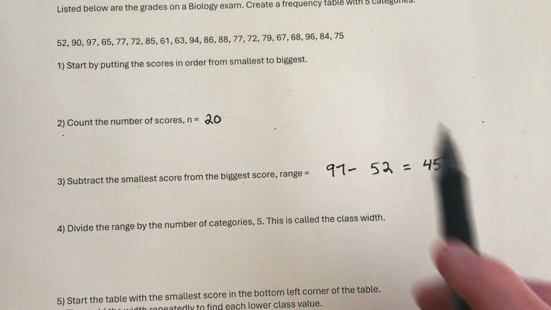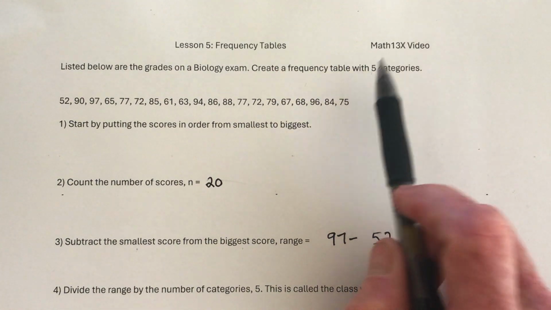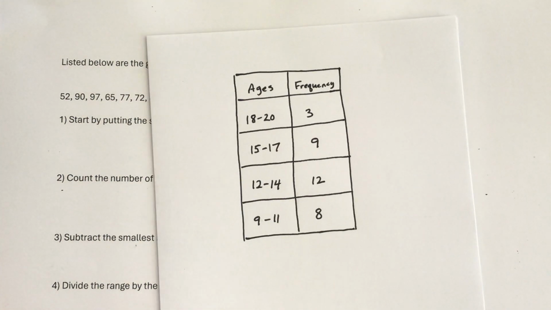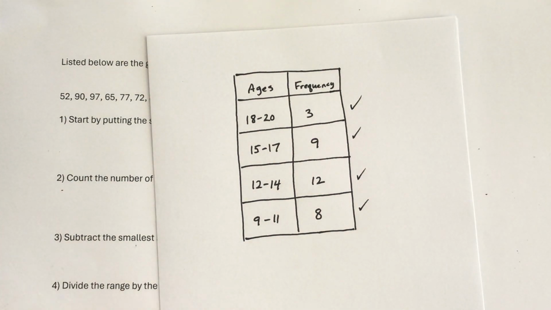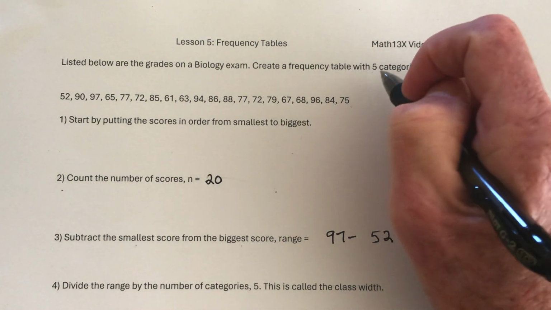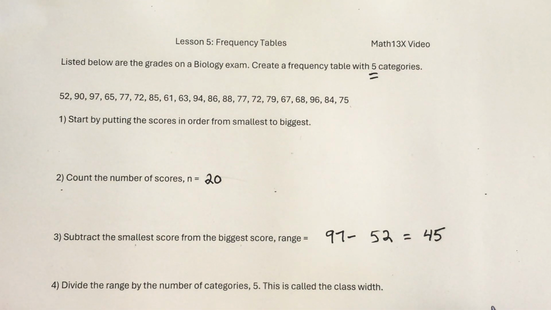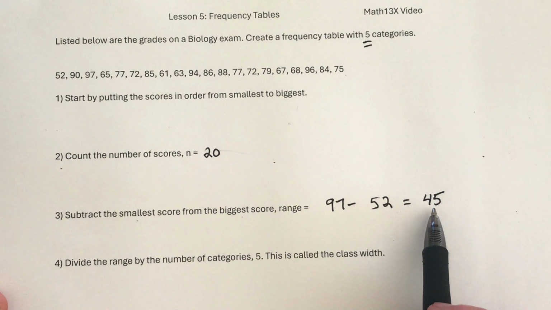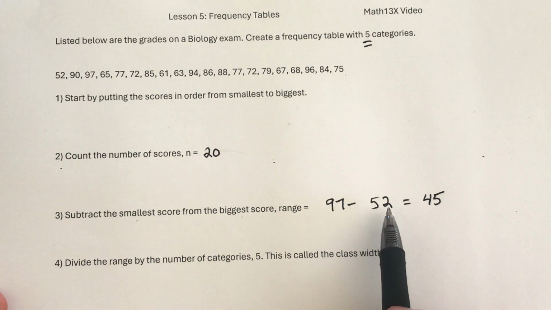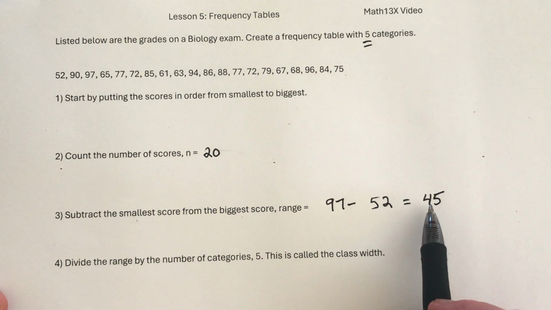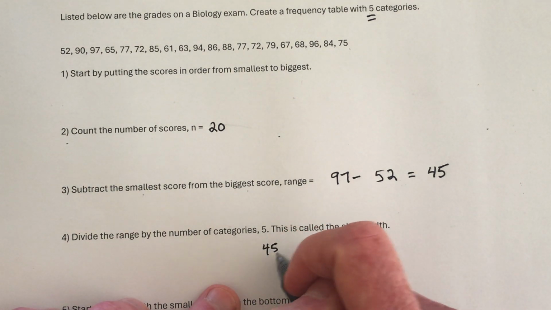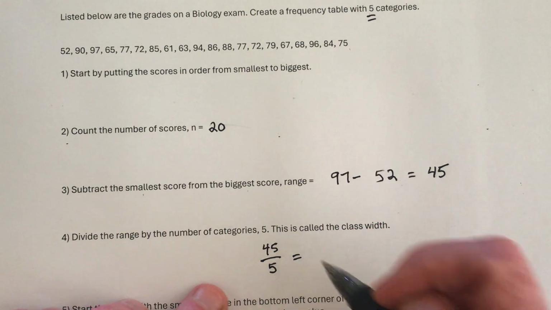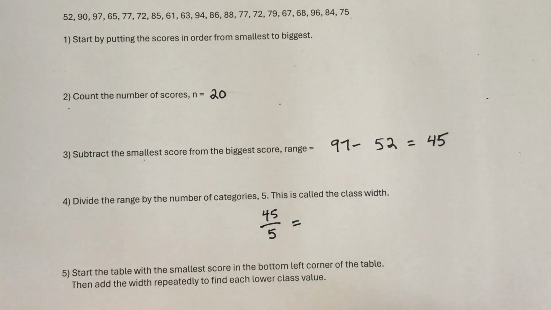Now, in the directions, I said to use 5 categories. So if you look at my made-up example right here, this one has 1, 2, 3, 4 age categories. But for this example, we're going to use 5 categories. So the number that we just found, 45, is the range because they range from 52 up to 97. So that's a range of 45. And then divide by the number of categories. So 45 divided by 5. That one I could even do without a calculator. That's exactly 9.